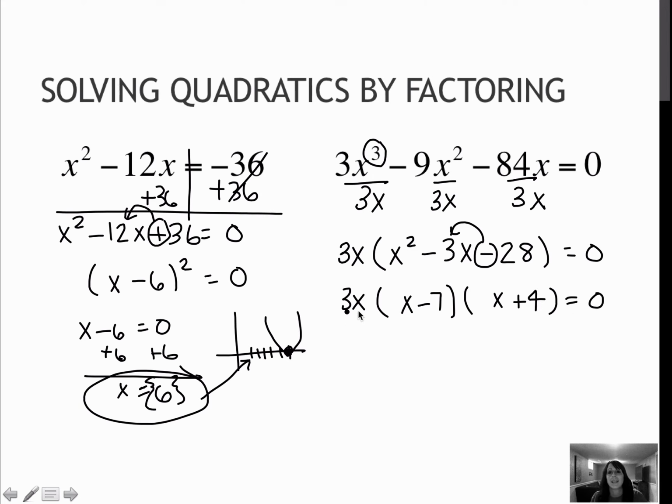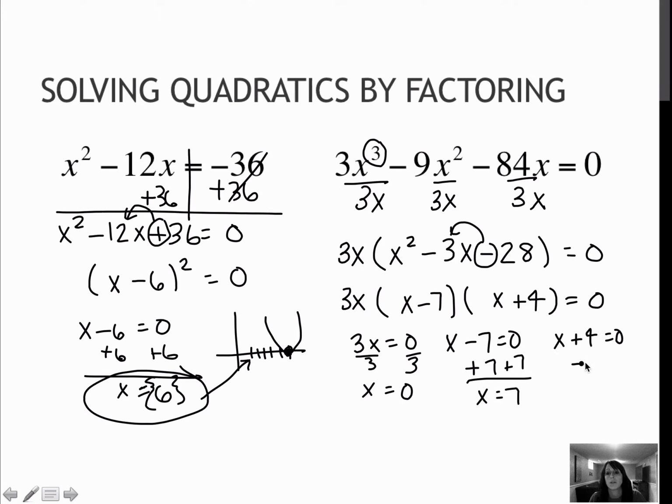Then I'm going to set each of these equal to 0. So 3x equals 0 gives me an answer of 0. X minus 7 equals 0 gives me an answer of 7. And x plus 4 equals 0 gives me an answer of -4. And I would write those all together, typically least to greatest, but I'm not sure it matters all that much.